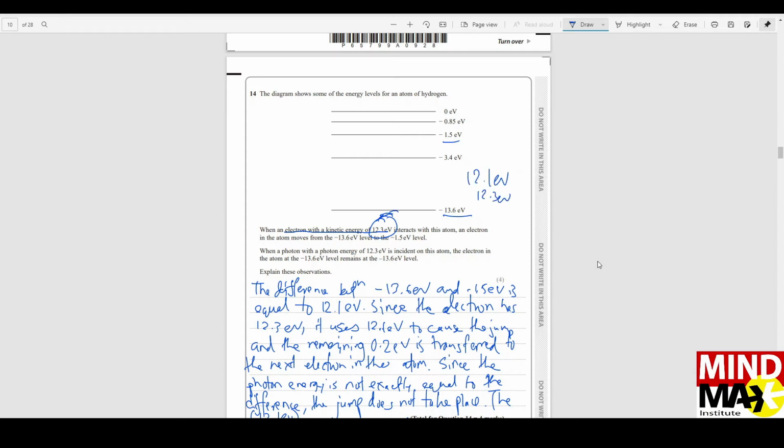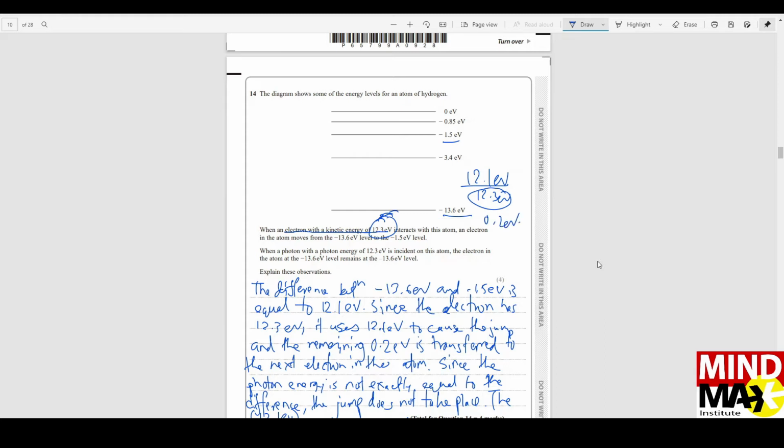That should mean technically that the transition should not take place. It has to be exactly equal to 12.1 for the transition to take place. However, it is happening here. So out of the 12.3, 12.1 goes towards the transition, and we are left with 0.2 electron volts.